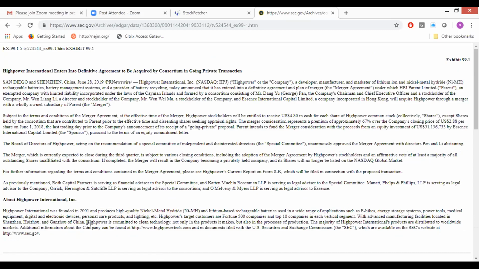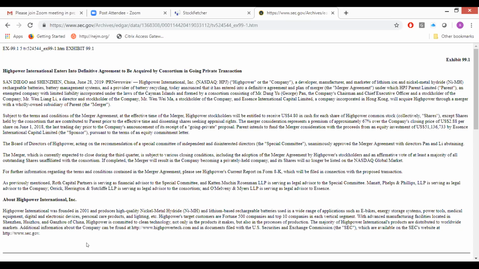Oh, this is the one that is needed for cell phones. Or cars. Actually, cars. The batteries are used in a wide range of applications: e-bikes, energy storage systems, power tools, medical equipment, digital and electronic devices, personal care products, and lighting. Oh yeah, there's lighting. High Power's target customers are Fortune 500 companies and top 10 companies. Okay. The board subject. High Power developer. Just the stockholder.